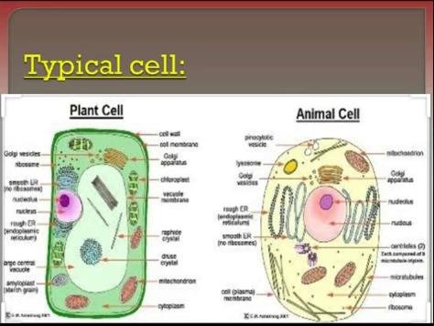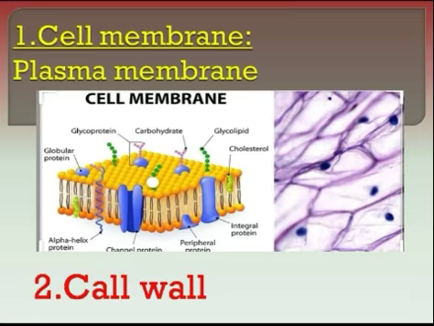So what is the common feature you see in both cells? What is that? Nucleus and cytoplasm, mitochondria or Golgi. These are the common features in both cells, plant and animal cell. So now we talk about the cell parts in the cell. The first one is cell membrane, or plasma membrane.